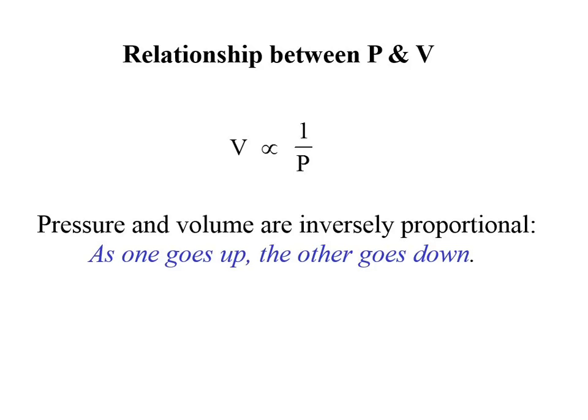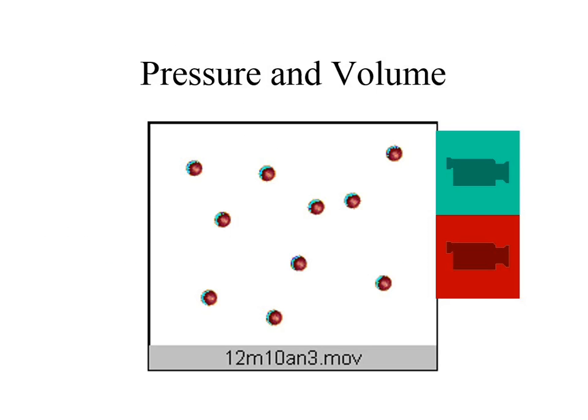If they're directly related, as one goes up, the other goes up. If they're inversely related, as one goes up, the other goes down. We can show an inverse relationship by using the proportionality symbol, the infinity with the bite taken out of it. We say that volume is directly proportional to 1 over pressure. It's showing the inverse relationship. As one goes up, the other goes down. And here's a little video for that one.